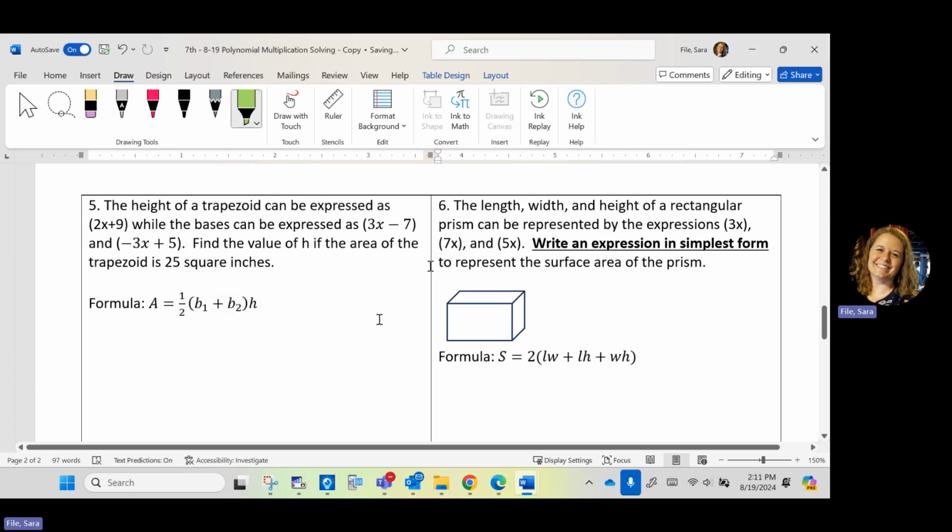So I'm going to color code. They tell us that the height is 2x plus 9. So height, that's the h. I'm going to replace that with 2x plus 9.